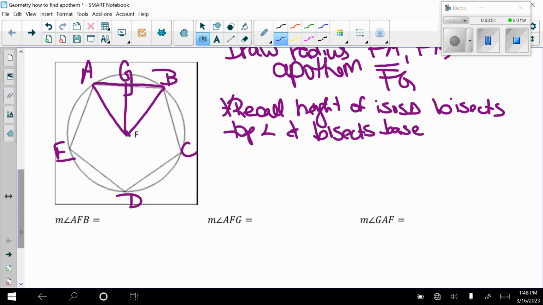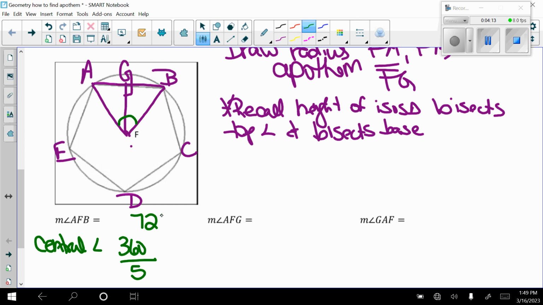The measure of angle AFB, so they're looking for this angle. This is my central angle here. The way I find a central angle is 360 divided by how many sides my polygon has. It's a pentagon, so that has five sides. So 360 divided by five is 72 degrees.